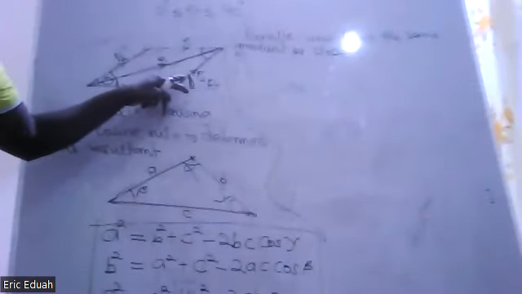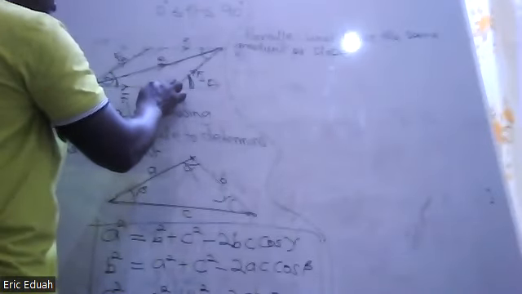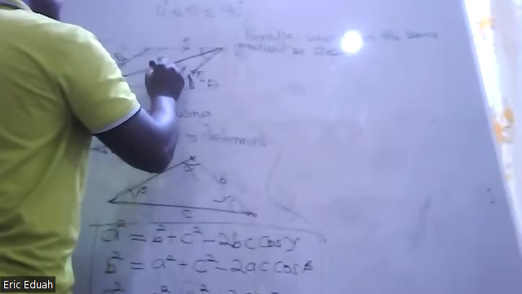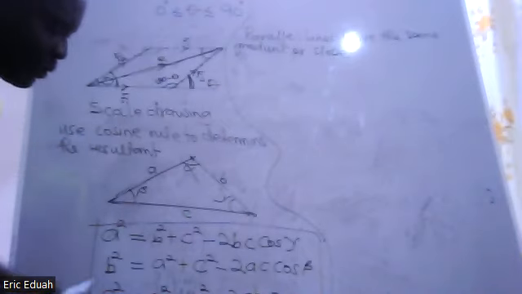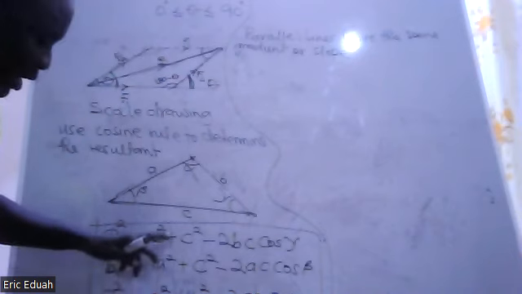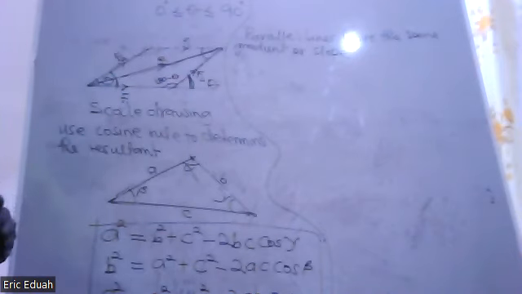If this is theta, what will be this angle here? Anybody can answer. 180 minus theta. So this is 180 minus theta. So we have the angle opposite to the resultant, and so we can apply the cosine rule.